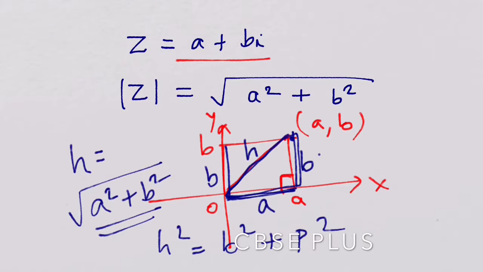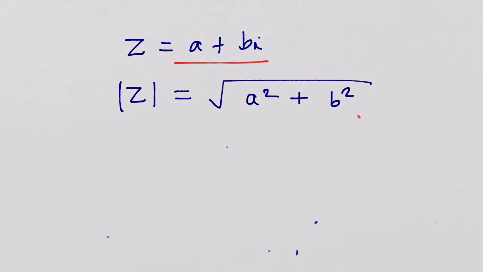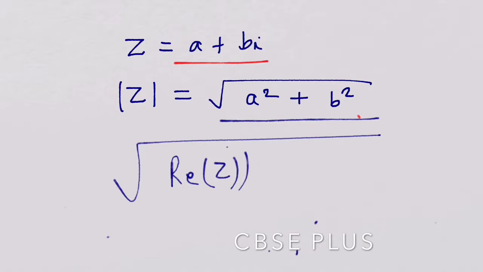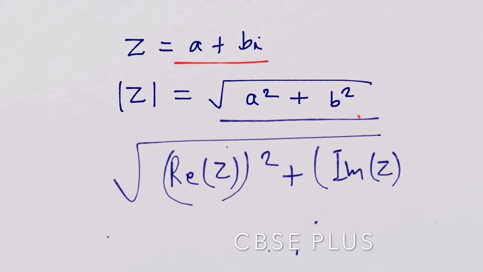Because in the previous slide I already told that modulus is nothing but the length from the origin to the point representing the complex number. So H is equal to mod of Z. Mod of Z, or modulus of Z, is equal to under root a square plus b square. We simply do the square of the real part of Z and the imaginary part of Z. This is the more mathematical expression of modulus.